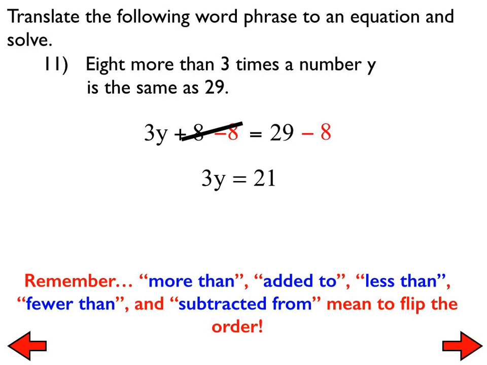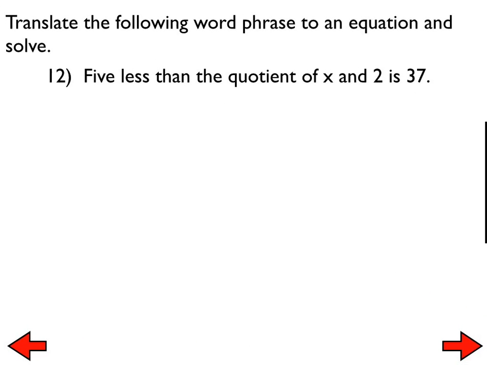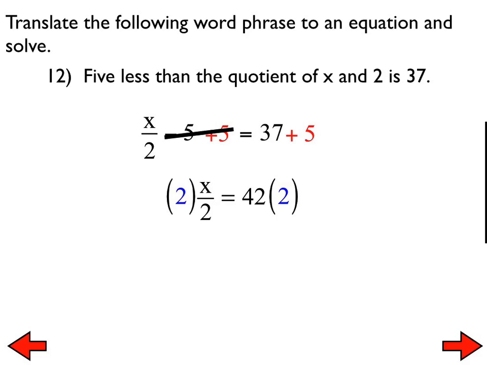And I think at this point we all kind of know how to solve that. Everybody take a look at number 12. Write from words to math. What would that equation look like? What does this look like? Excellent. You remembered that quotient means division, or x over 2, and you remembered that less than means to flip the order. So why in the world are we concerned about this sort of thing right here?